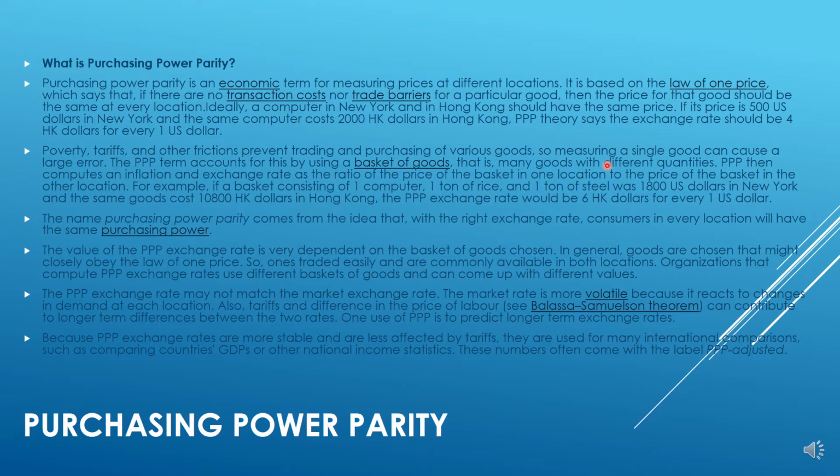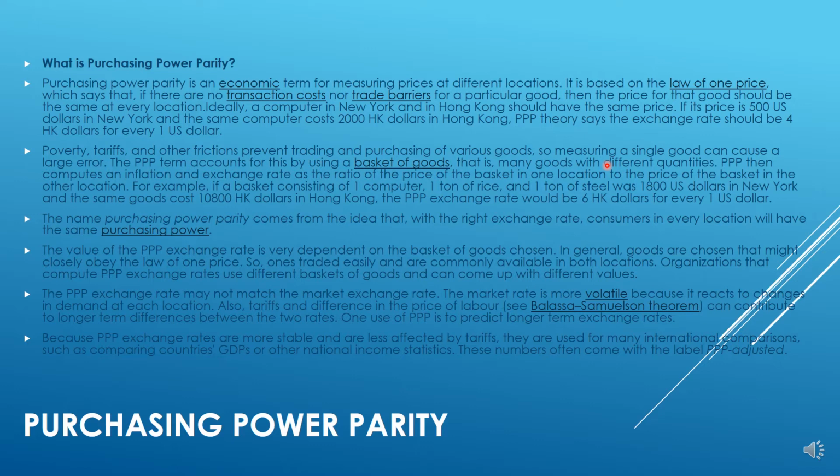For example, if a basket consisting of one computer, 1 ton of rice, and 1 ton of steel was 1800 US dollars in New York and the same goods cost 10,800 Hong Kong dollars in Hong Kong, what would be the purchasing power parity exchange rate? It would be 1 is to 6. So 6 Hong Kong dollars for every 1 US dollar.